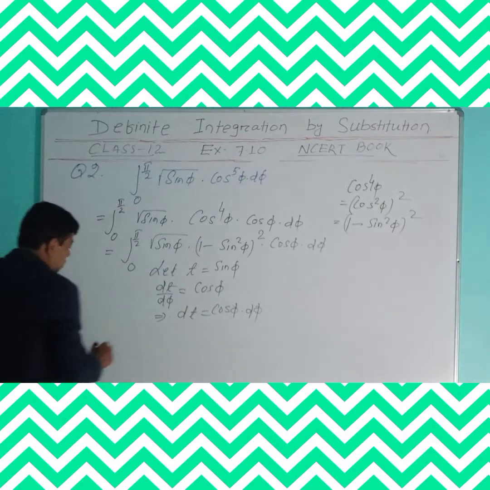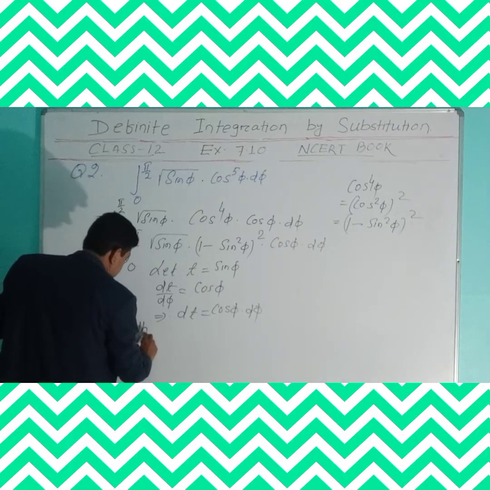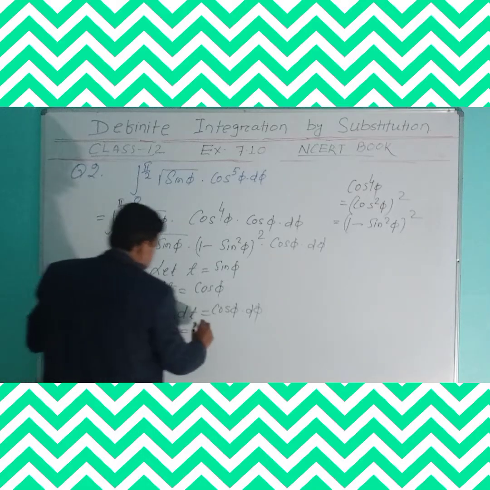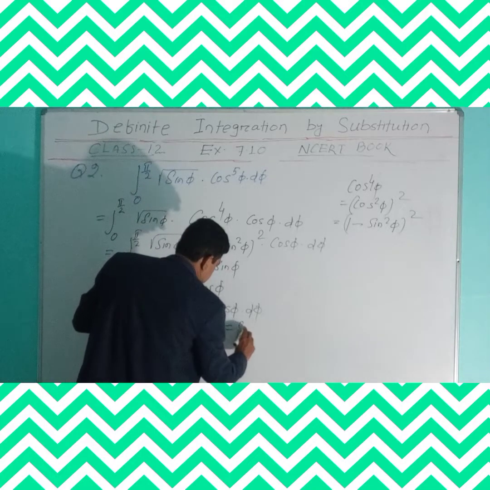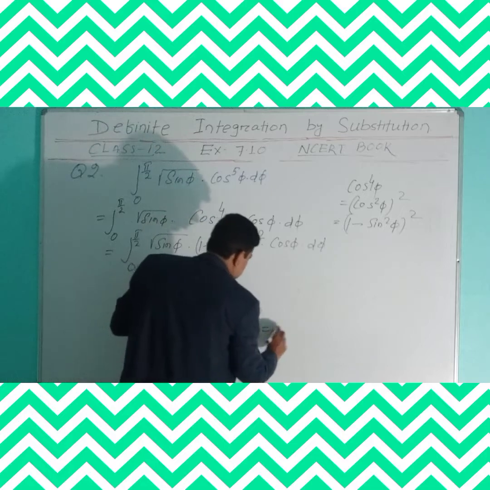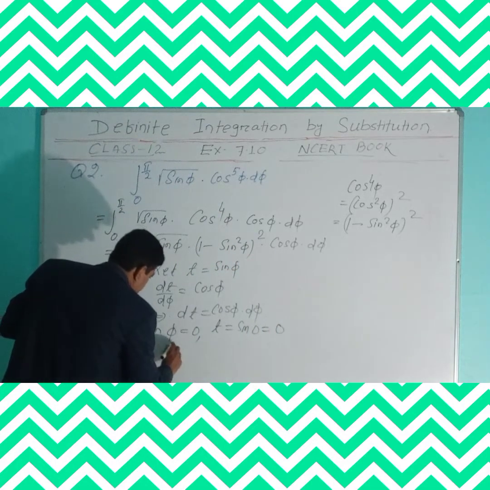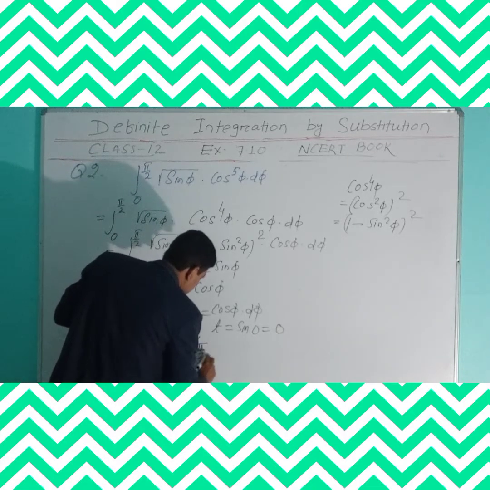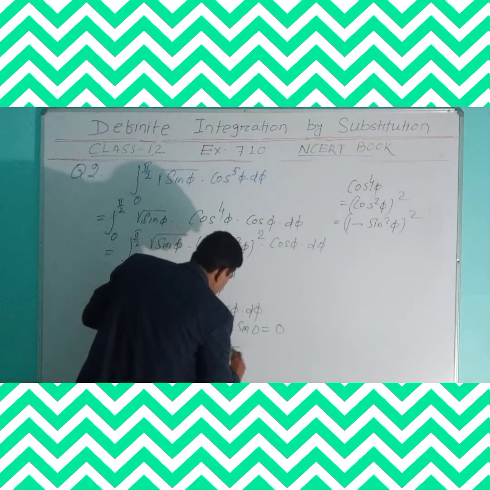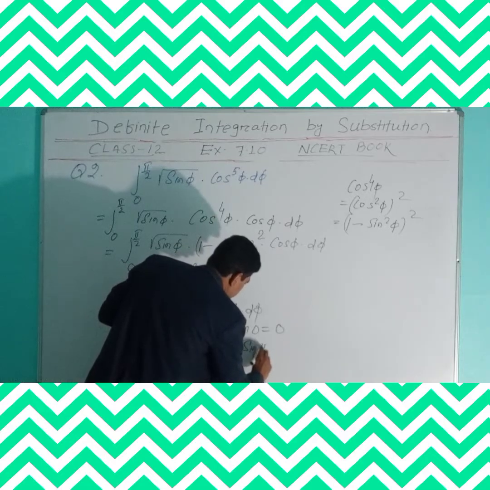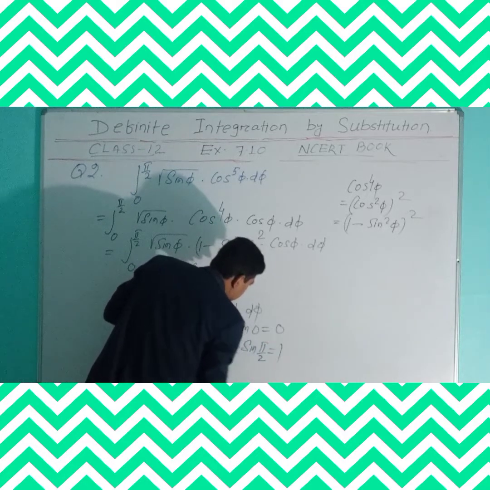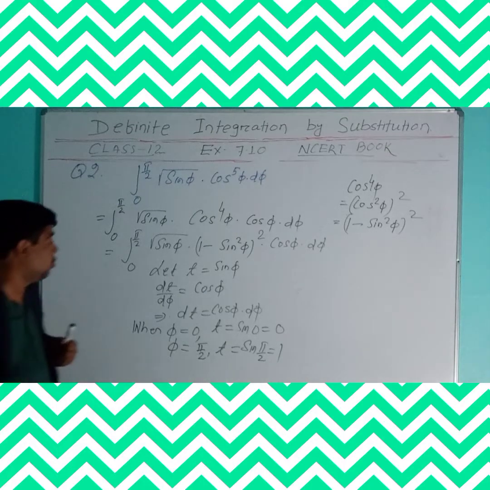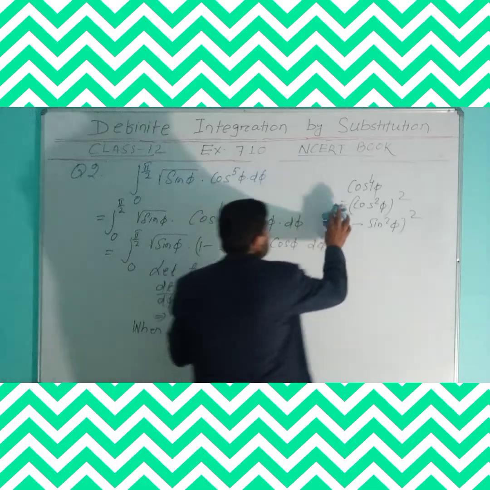All of you know. So write, when phi is equal to 0, then t is equal to sin phi, which is sin 0, whose value is 0. Similarly, when phi is equal to pi upon 2, then t is equal to sin pi upon 2, and sin pi by 2 is 1. Now you can replace these values in the given integration.